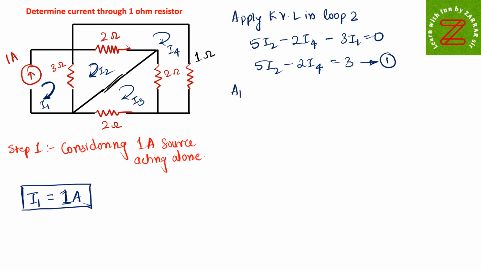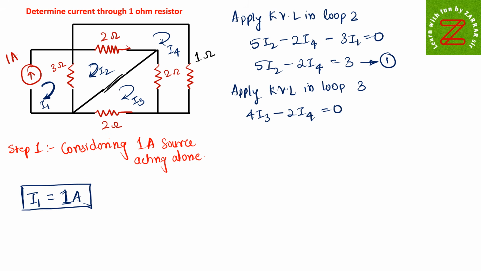Now I'll apply KVL in loop 3. If you apply KVL in loop 3, what do you end up with? 2 plus 2 is 4I3, 4I3 minus, this 2 ohm is in the fourth loop also, minus 2I4 equal to 0. So this was a very simple equation.